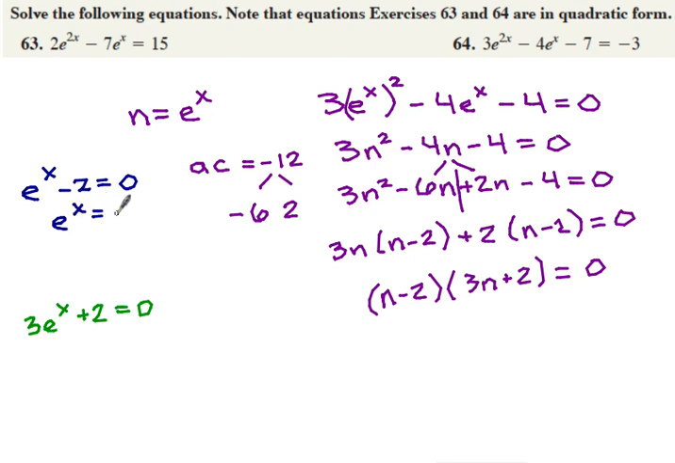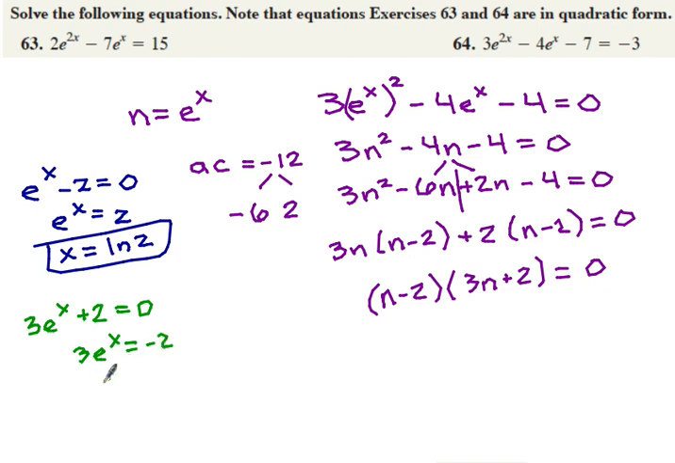How do we undo e to the x? Take the natural log of both sides. So x is going to equal the natural log of 2. Good. That's a number. We can get a decimal approximation. Okay, for the green one, similar idea. We'll subtract 2. We'll divide by 3. And then we'll take the natural log.